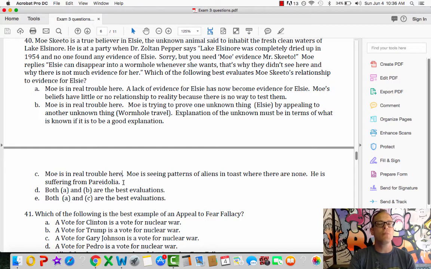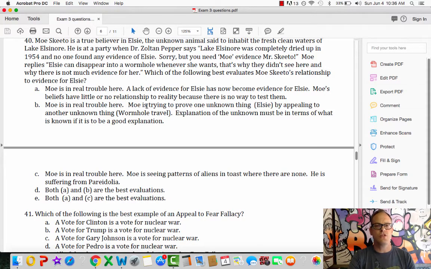C, Mo is in real trouble here. Mo is seeing patterns of aliens in toast where there are none. He's suffering from pareidolia. All right, nothing about aliens in toast in here. So it's probably going to be either A or B or both. Stop and ask yourself which one you would pick, both or one of them. The answer is both. They're both pretty good, right?